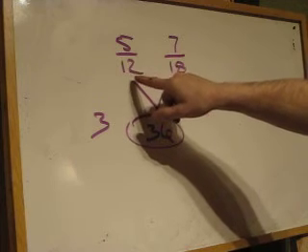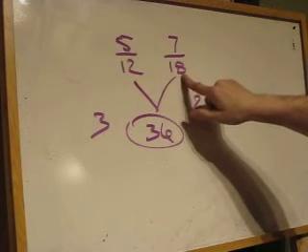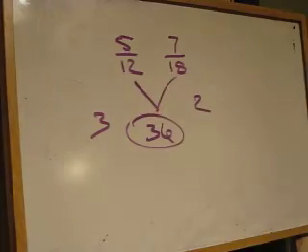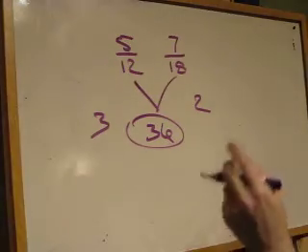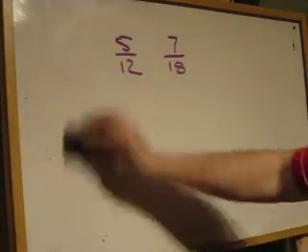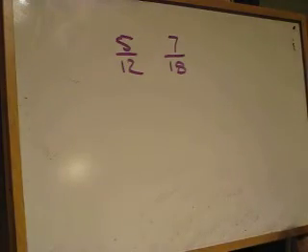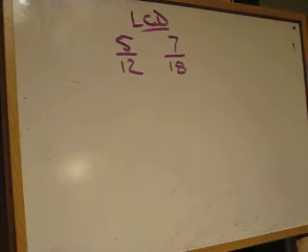24. 12 goes into 24. Problem is 18 doesn't. 18 goes into itself, but 12 doesn't go into it. So you have to find a number that both of these will go evenly into, and it has to be the smallest number. So I'm going to teach you a little trick on how to determine what that LCD is, that lowest common denominator, or least common denominator.